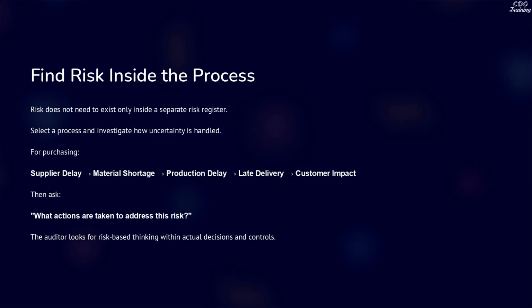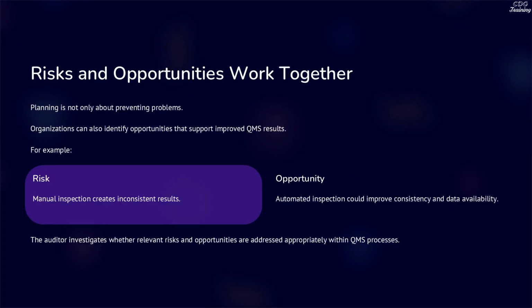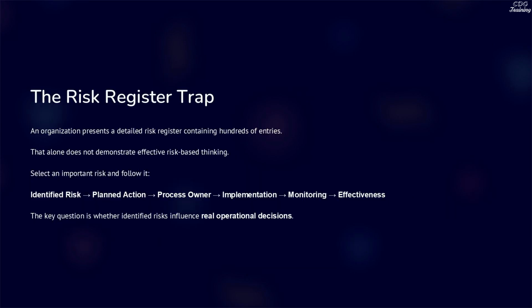By examining areas like supplier delays or production issues, auditors can identify how risks are managed and what actions are taken to address them. Planning should address both risks and opportunities. For instance, while manual inspections may lead to inconsistencies, automated inspections can enhance consistency and data availability. A detailed risk register alone doesn't demonstrate effective risk-based thinking. It's crucial to follow an identified risk through its entire process to see if it influences real decisions.